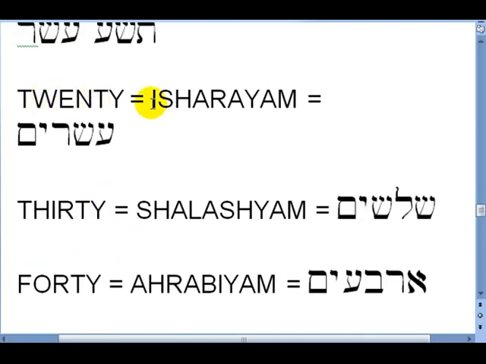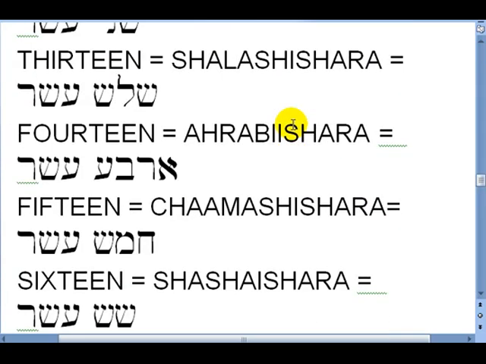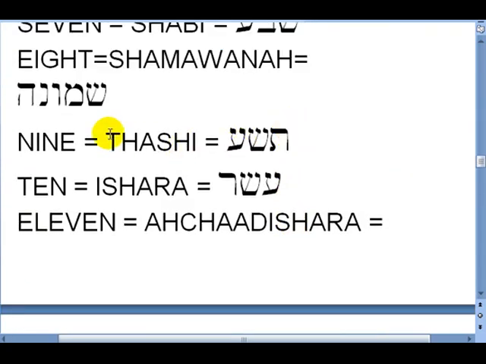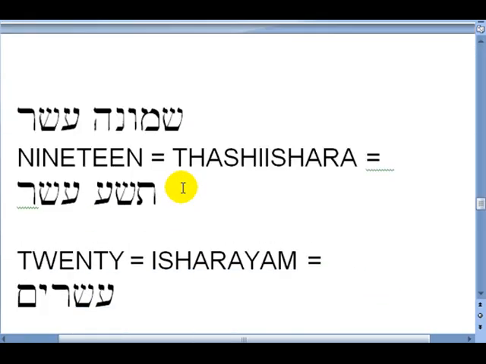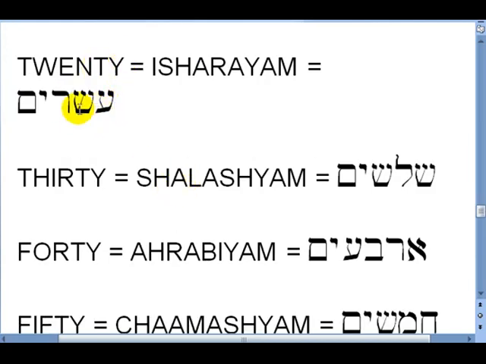And then you got 20, which is aisharayum, which is basically 10 with a yum at the end, which makes it plural. I'll go back up here and show you the 10. 10 is aishara, right? 20, where are we? Right here. 20 is aisharayum.